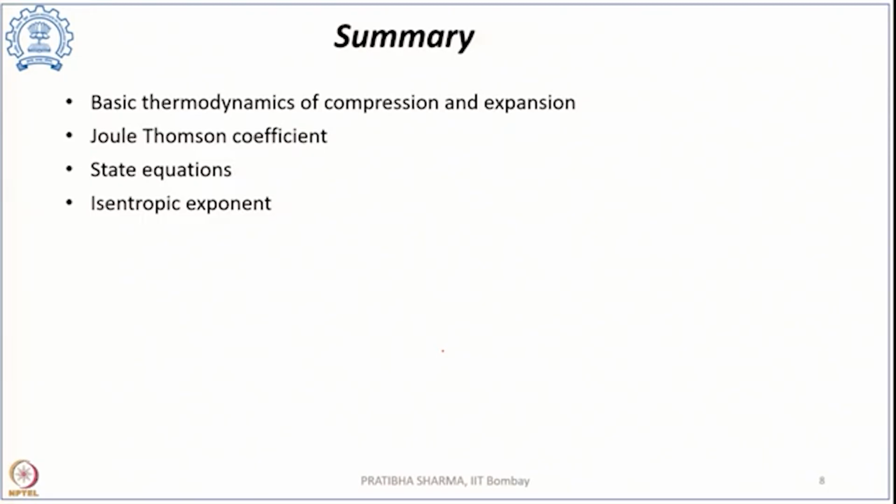To summarize this part, we have seen the basic thermodynamics of the compression and expansion process, and the various state equations that we will be using for finding the work of compression and explaining hydrogen compression in more detail. We have seen the Joule-Thomson coefficient, the different state equations, what the isoentropic exponent is, and how it is related to the different state variables in this class. In the next class we will calculate the work of compression which is required for compressed hydrogen storage. Thank you.